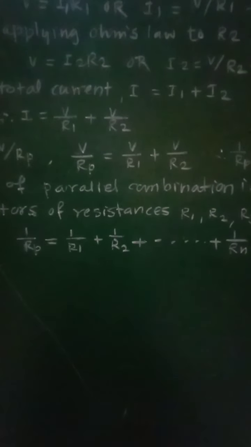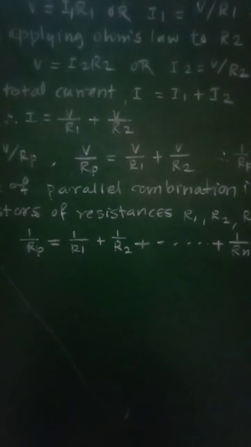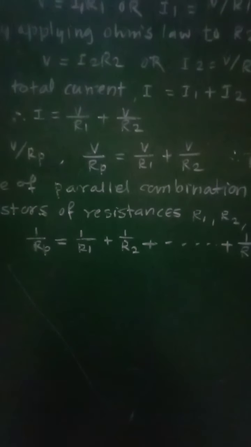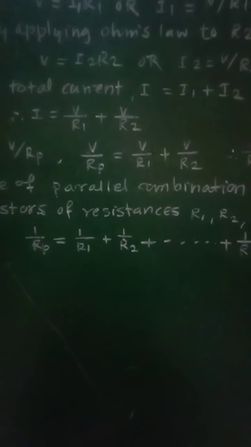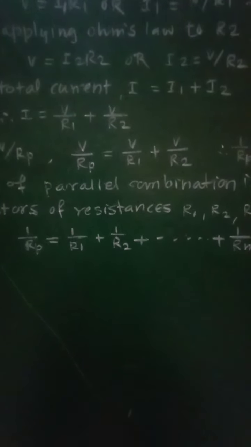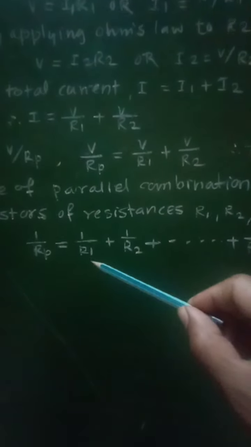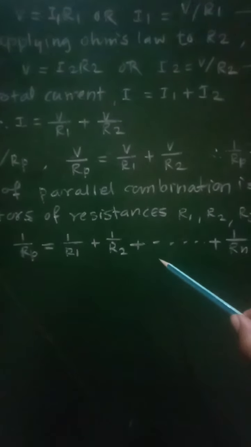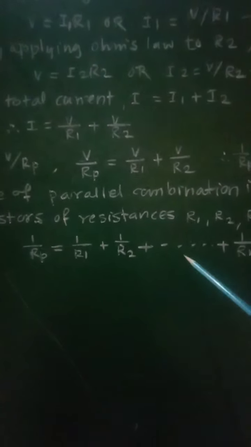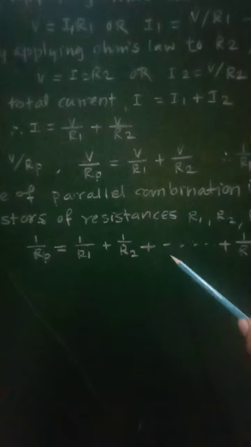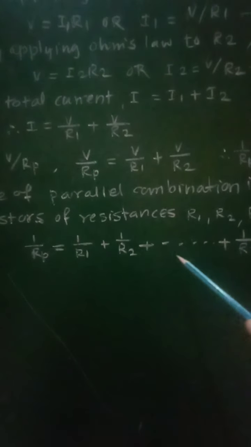And therefore in short we can say that when the resistances are connected in parallel, the current flowing through all the resistances will get divided, it will be different, but voltage across each resistance will be the same, and the reciprocal of equivalent resistance is equal to the sum of the reciprocals of the individual resistances. Therefore when the resistances are connected in parallel, their equivalent resistance gets decreased.